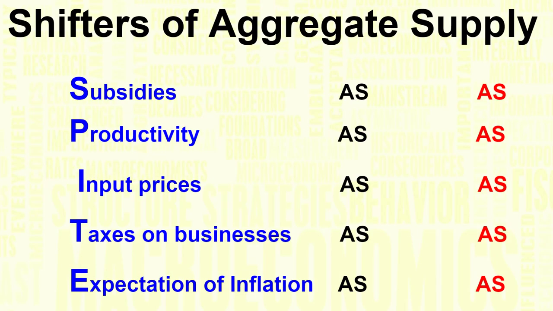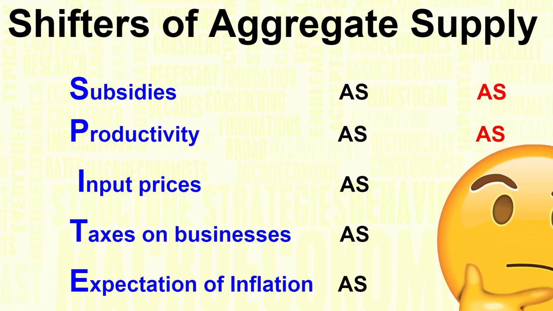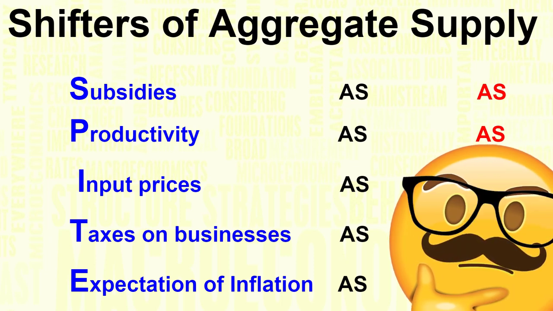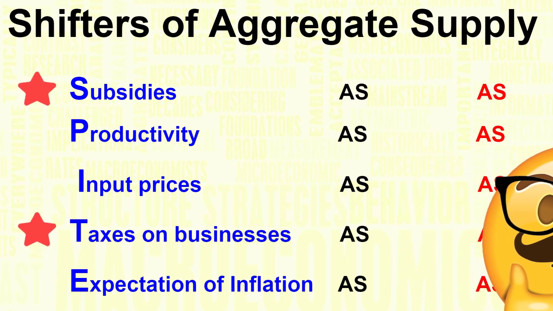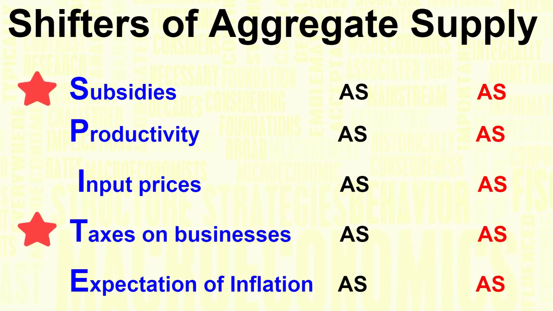Here we are, and there's that acronym I referenced before, SPITE. Take a good look at these 5 shifters. Which ones do you think are the domain of the government? If you said subsidies and taxes on businesses, you are correct. So what policies could the Canadian government implement in order to change the aggregate supply line?